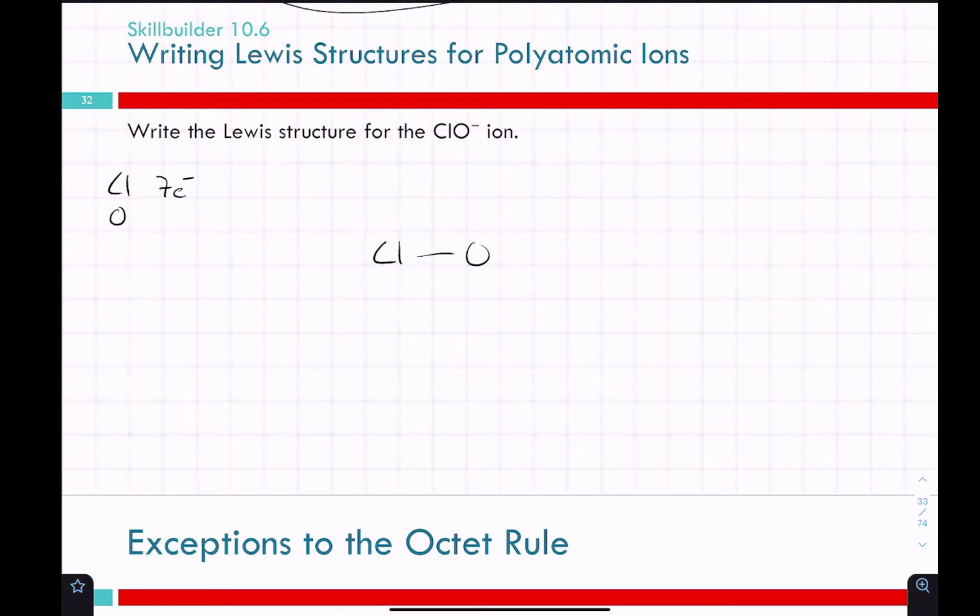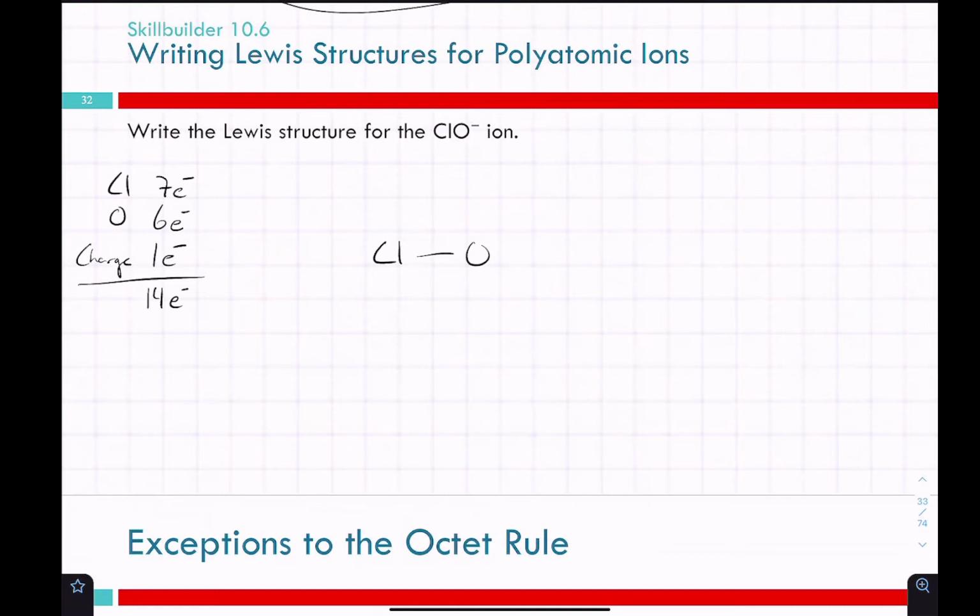So how many does oxygen have? 6. 6 valence electrons. And then because we have a charge, this minus on the ClO, for that charge we add 1 electron for every negative charge. So we're going to add 1 electron here. If we had a positive charge, then you're removing electrons. So we're going to have a total of 14 electrons.